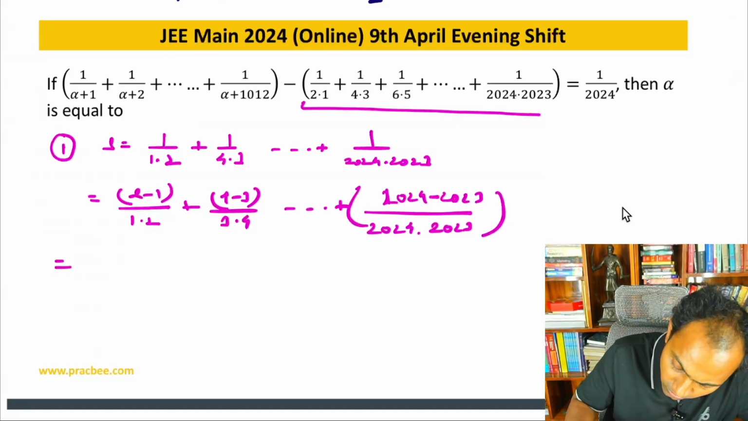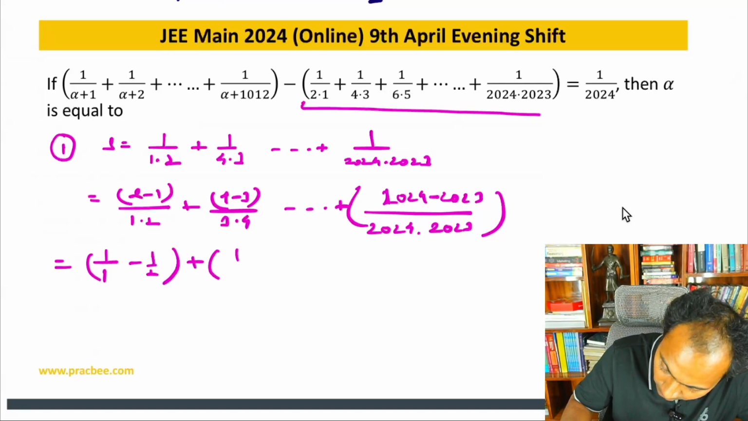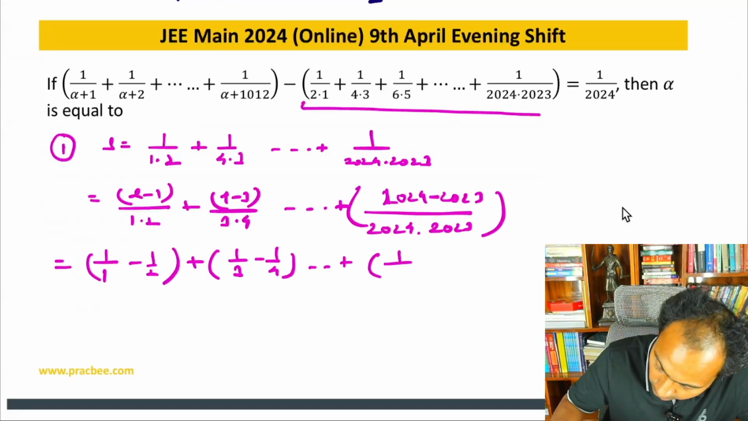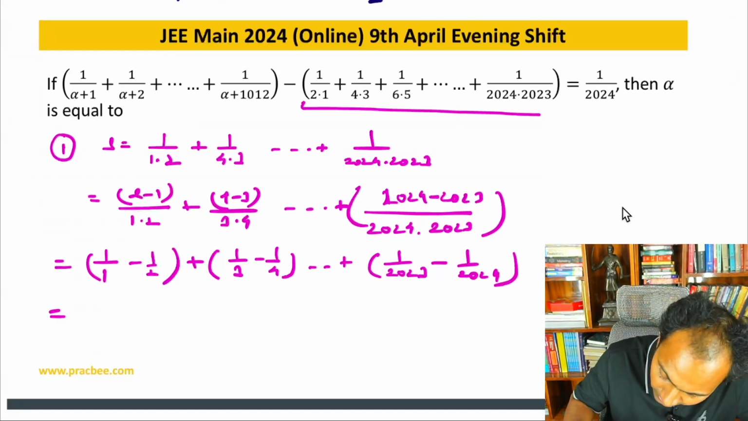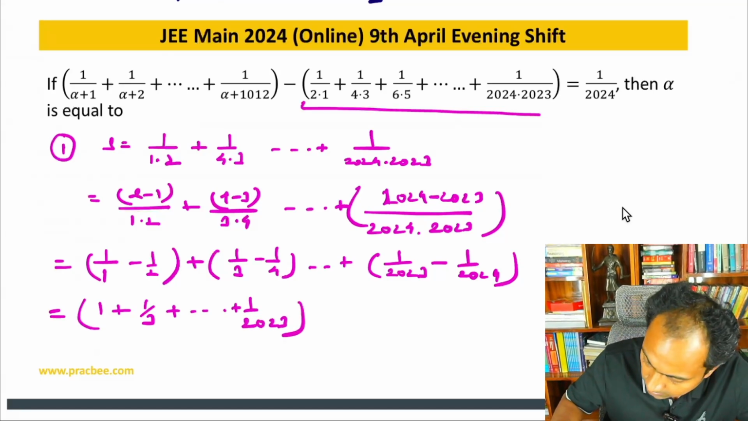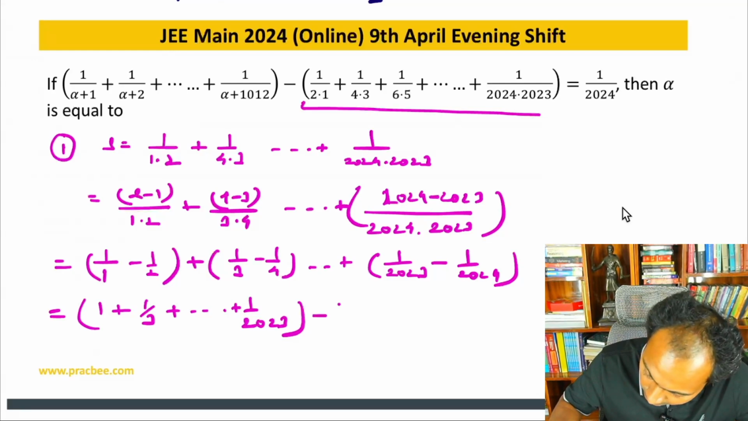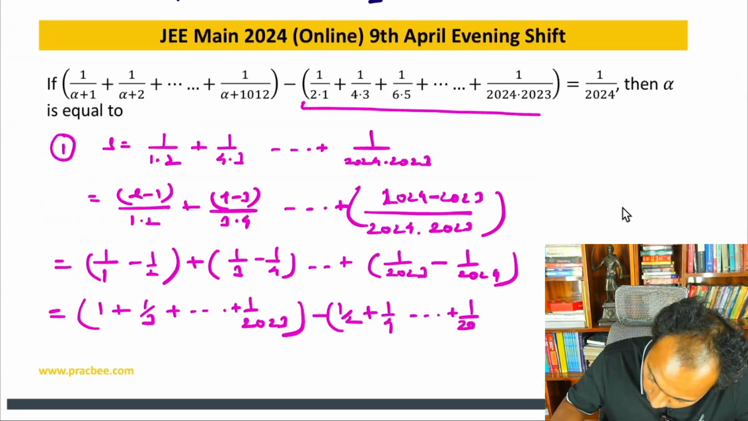Once I do so, I will be able to split it up as 1 by 1 minus 1 by 2 plus 1 by 3 minus 1 by 4, and ultimately 1 by 2023 minus 1 by 2024. Once I have done that, I can again rewrite the series. All the odd sounding terms I will take on one side till 2023, and all the even sounding terms I can take on the other side. So what we have is 1 by 2 plus 1 by 4 till 1 by 2024.